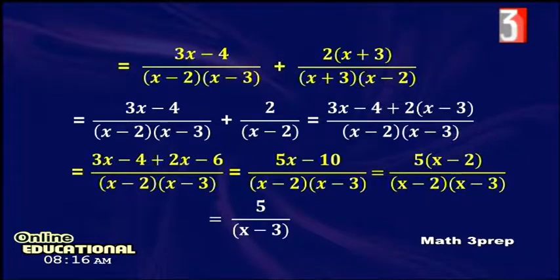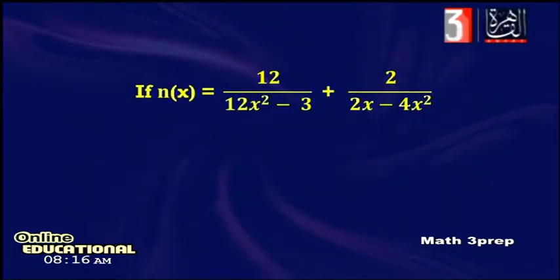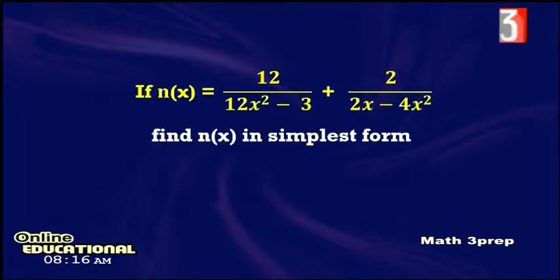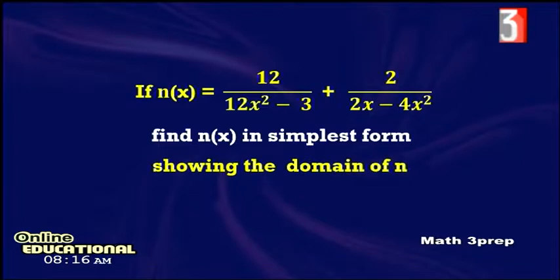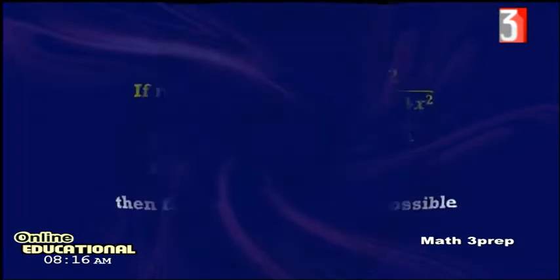Let us have another example. If n(x) equals 12 over (12x squared minus 3) plus 2 over (2x minus 4x to the power of 2), find n of x in simplest form, showing the domain of n. And then find n of 0 and n of negative 1 if possible. If possible, it means that it may be impossible. Take good care.